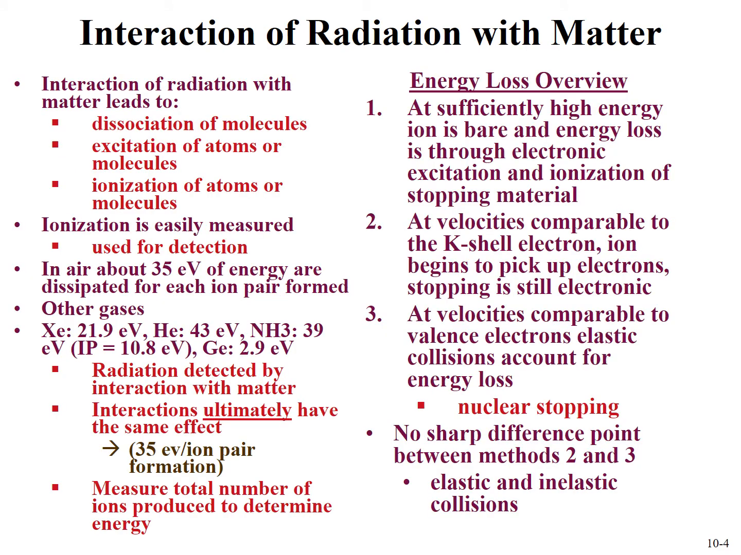The interaction of radiation with matter has some commonalities. Ultimately, they lead to dissociation of molecules, excitation of atoms or molecules, and ionization of atoms or molecules. Fortunately, this ionization is easily measured and is used as a means of detecting radiation. There's a commonality in air.